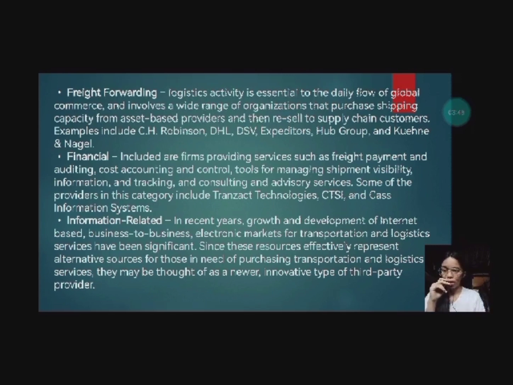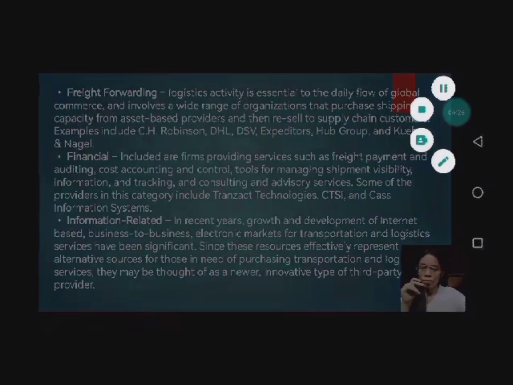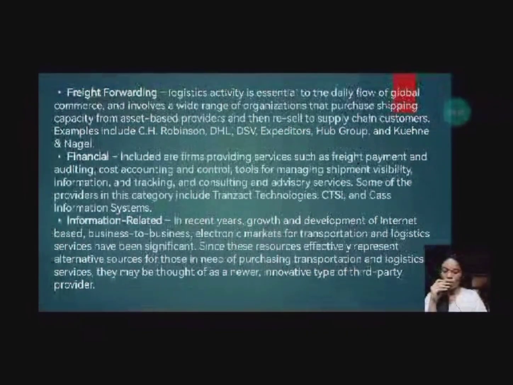Next is information related. In recent years, growth and development of internet-based business-to-business electronic markets for transportation and logistics services have been significant. Since these resources effectively represent alternative sources for those in need of purchasing transportation and logistics services, they may be thought of as a newer, innovative type of third-party provider. So, information related involves managing and sharing information to improve overall supply chain efficiency.